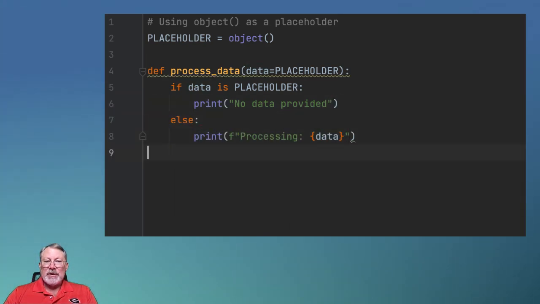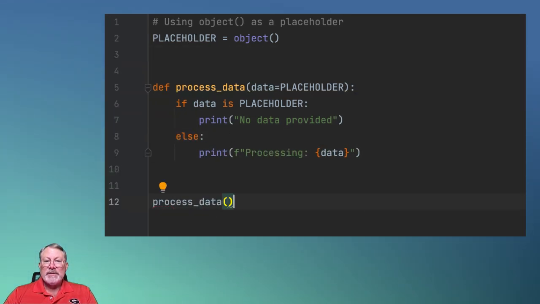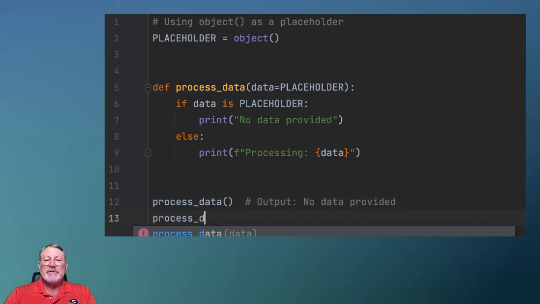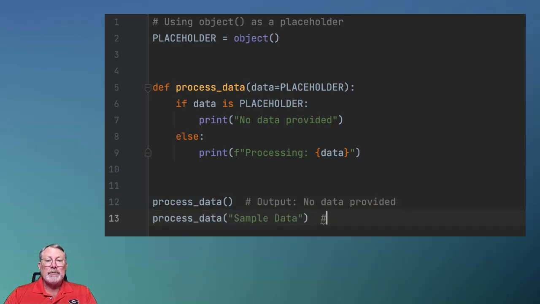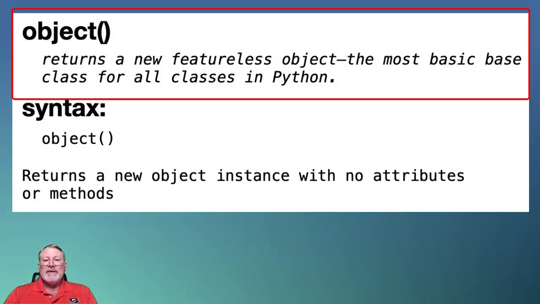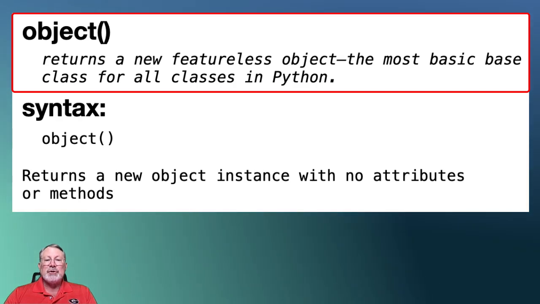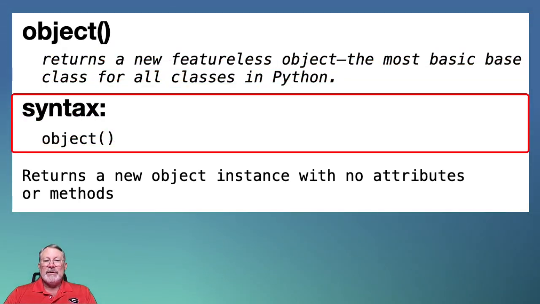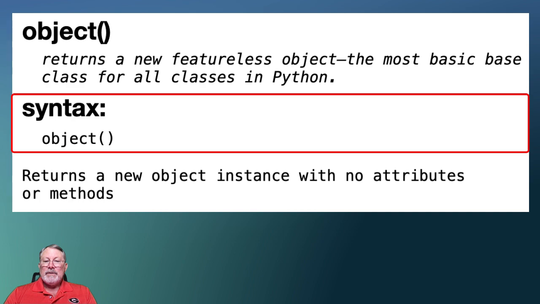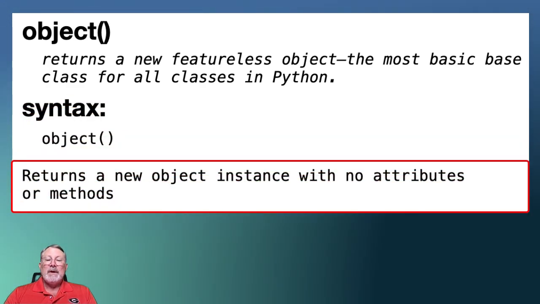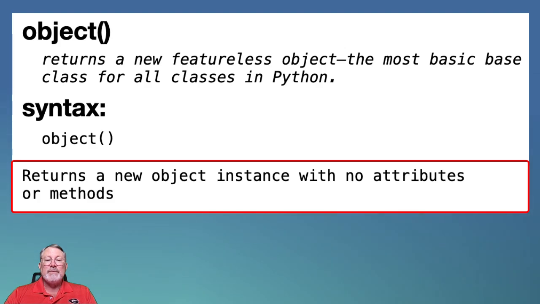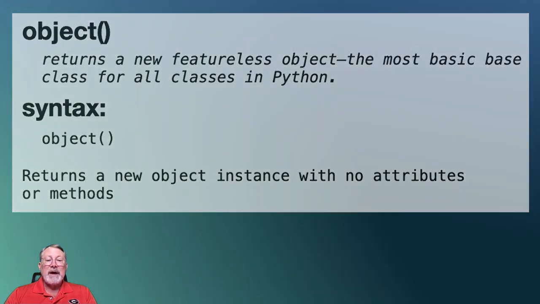By the end of this video, you'll understand what object is, when to use it, and how it fits into the Python object model. Let's get started. What is the object function? It's a built-in Python function that creates a new, featureless object. Here's the syntax. Note that object takes no arguments. It returns a new instance of the most basic object in Python.